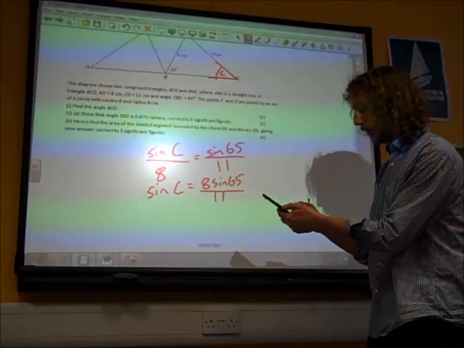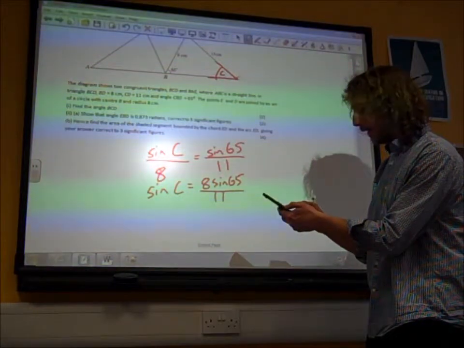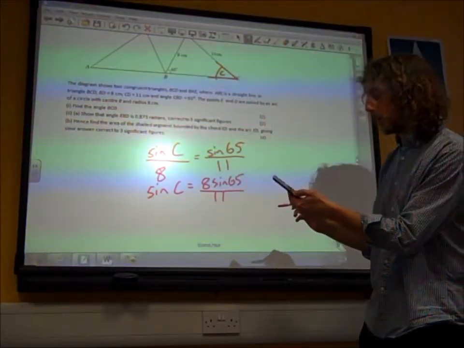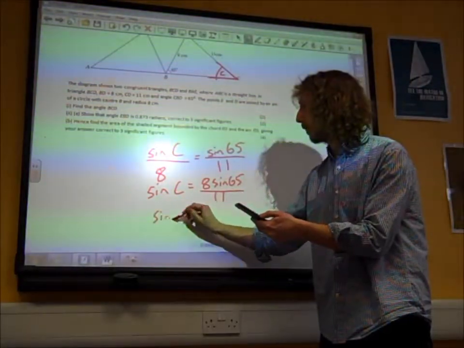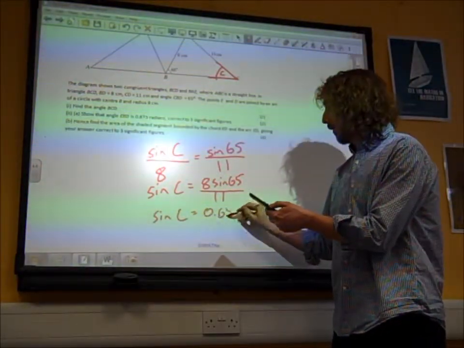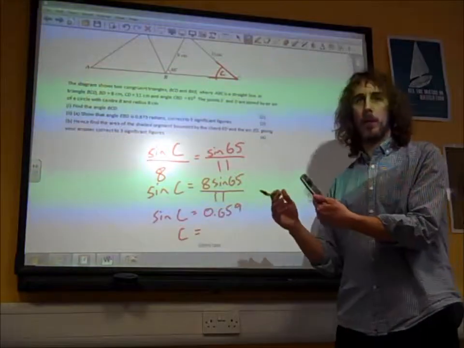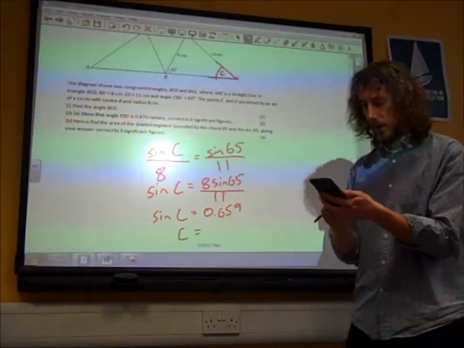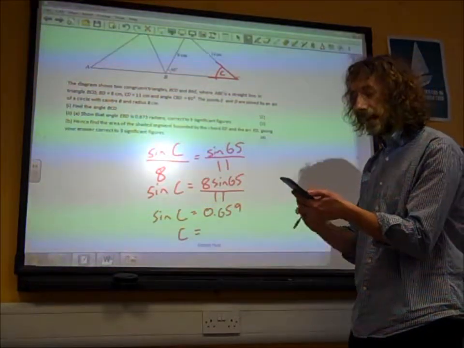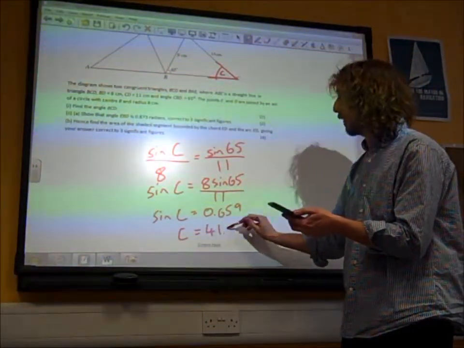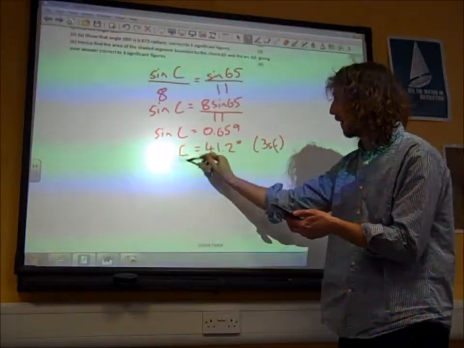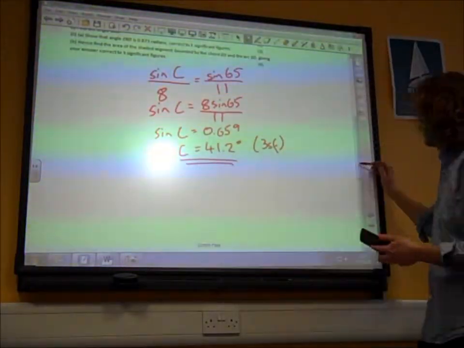Very stylish. 8 sine 65 over 11 is 0.659. But of course we need to make sure we use the full figure that's in the calculator to do inverse sine, shift and sine of that answer. And we get 41.2 degrees. We're going to give our answer to 3 significant figures. There we go, part 1 done.